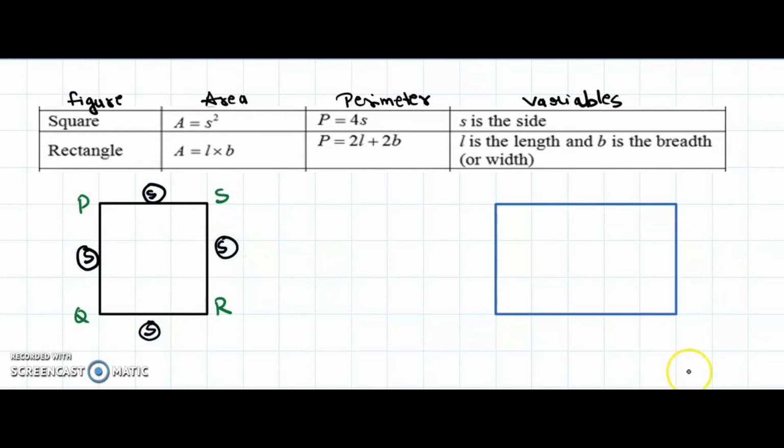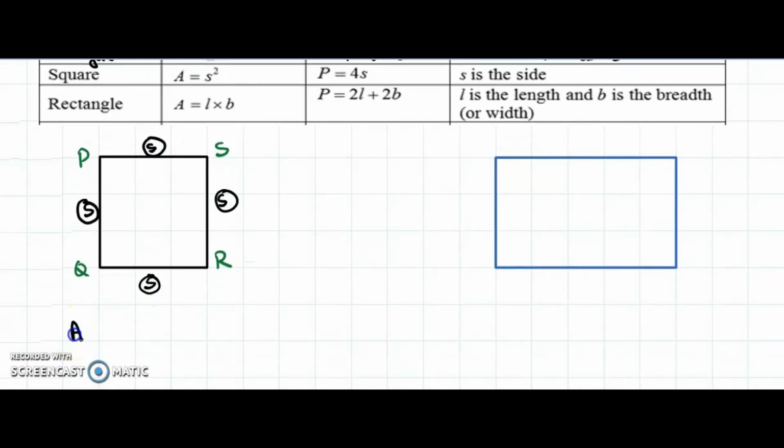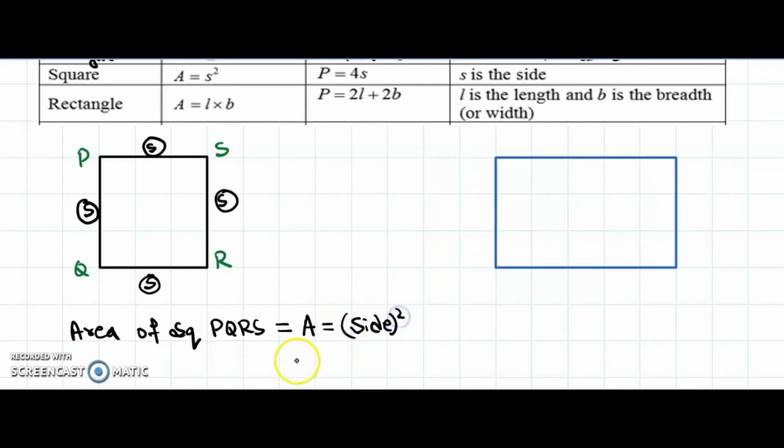Now let us first talk about the area of the square. The area of the square, the square that we have taken as PQRS, will be nothing but: let us mark the area as capital A, and its formula will be side square, or we can write A is equal to small s square. That's the formula.